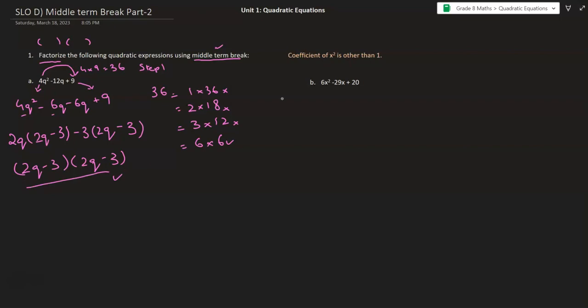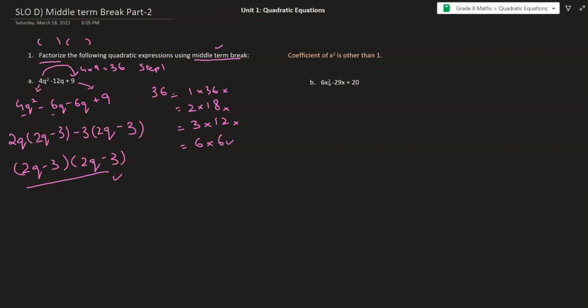Now we are going to do another question on this. I want you to pause this video and try to solve it yourself using these steps that I've shown you. Rewatch the video if you have to and try to solve it. And in 3 seconds, I will start doing it. So just unpause the video when you're done with it. 3, 2, 1. So we have 6x squared minus 29x plus 20.